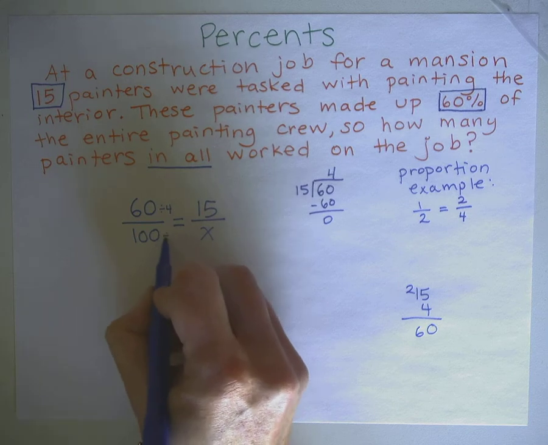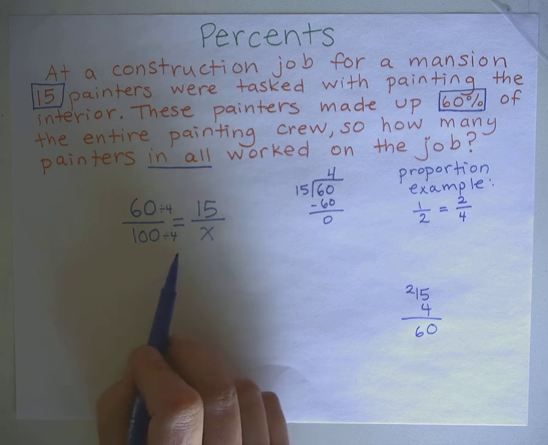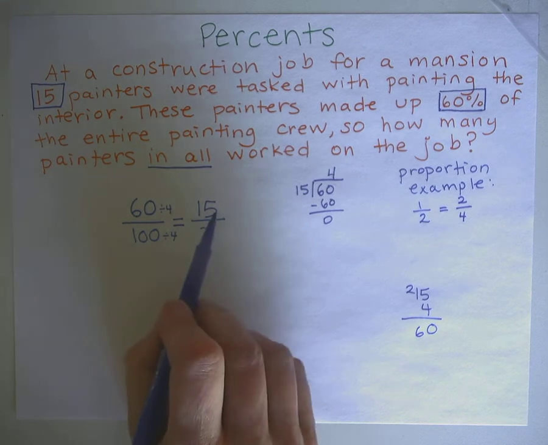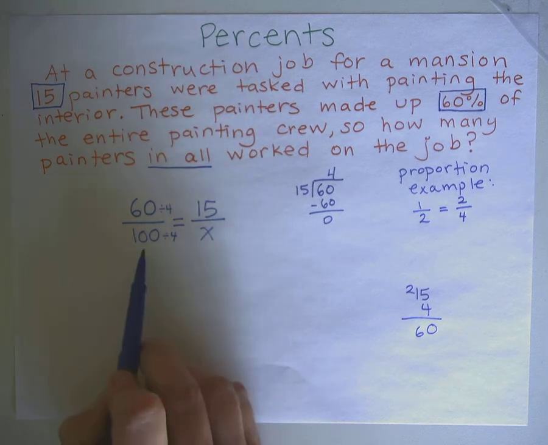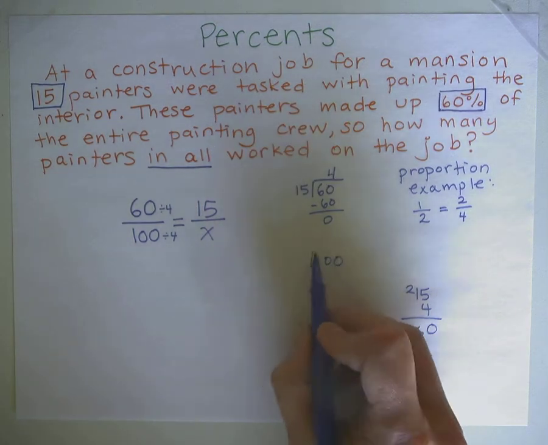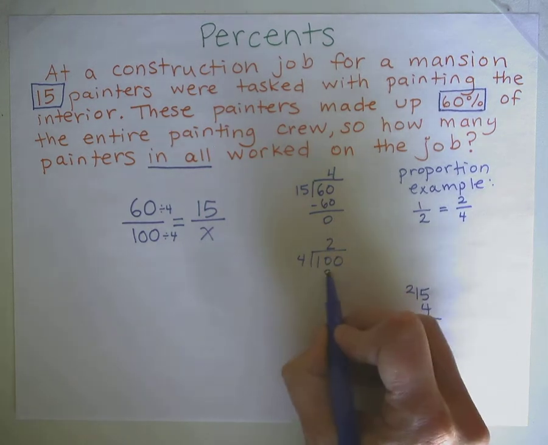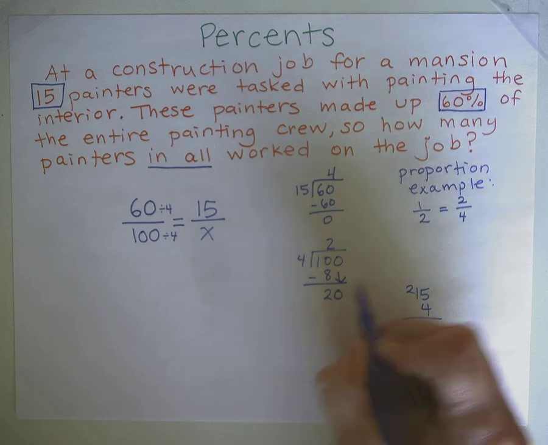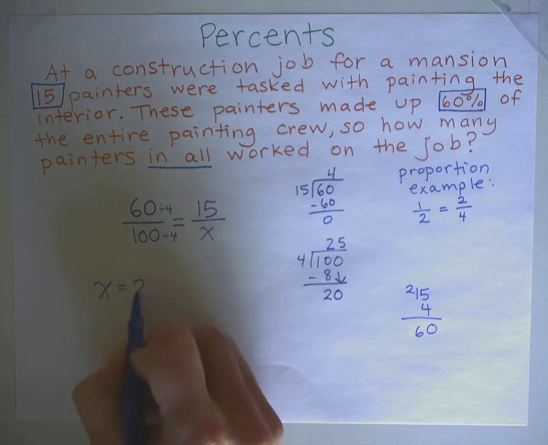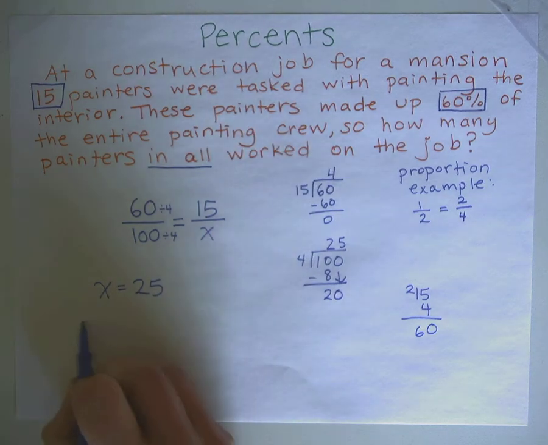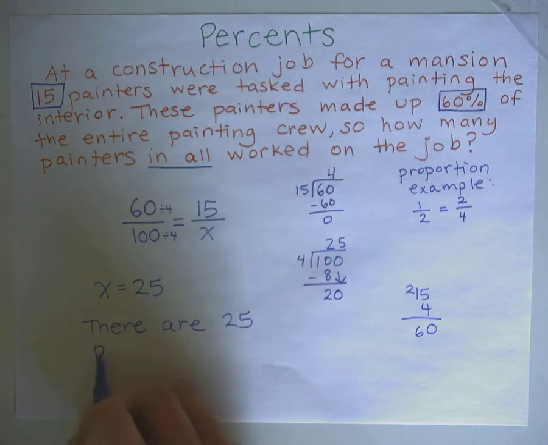So I have to do the same thing to the bottom to get that 100, the number that's going to be considered 100%, because we're going from percents to numbers of painters, okay? So 60 divided by 4 is 15. 100 divided by 4, I already know it's 25, but you could always do the division problem. 4 goes into 10 twice. 2 times 4 is 8. 2, bring down that, and 20 divided by 4 is 5. So x equals 25, which means there are 25 painters in all.